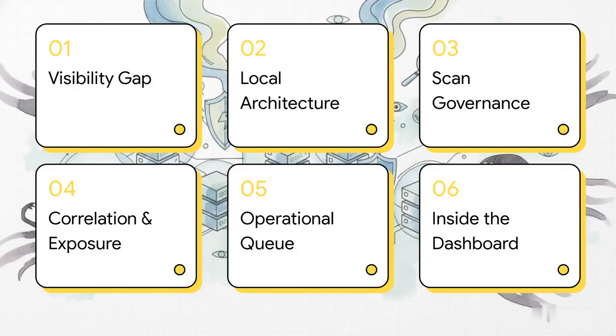Here is our agenda for today. First, the hosting visibility gap. Second, local first architecture. Third, scan governance and resource limits. Fourth, correlation and exposure detection. Fifth, building the operational queue. And finally, number 6, inside the dashboard.